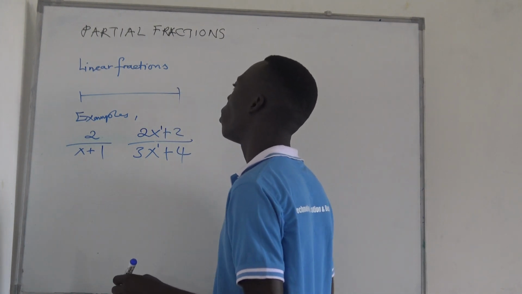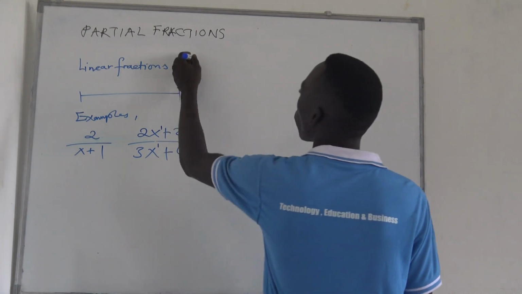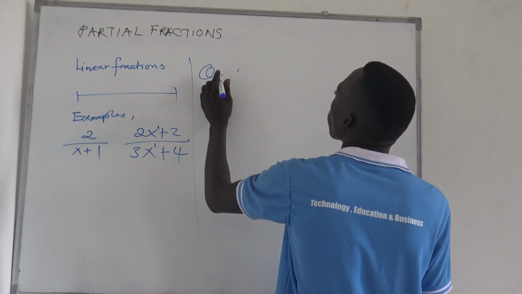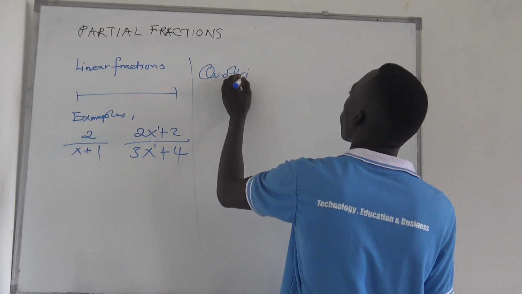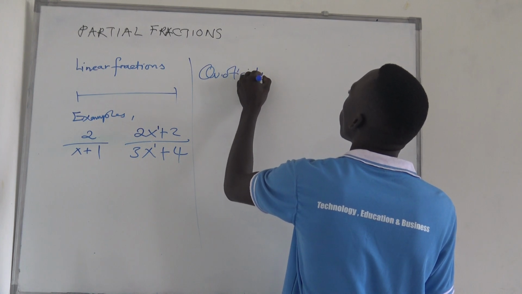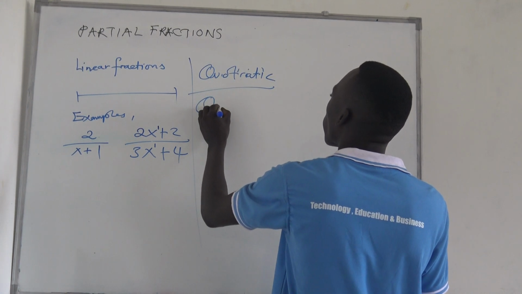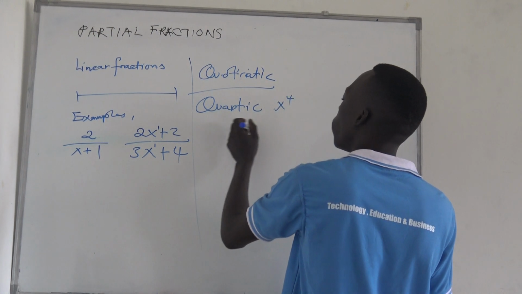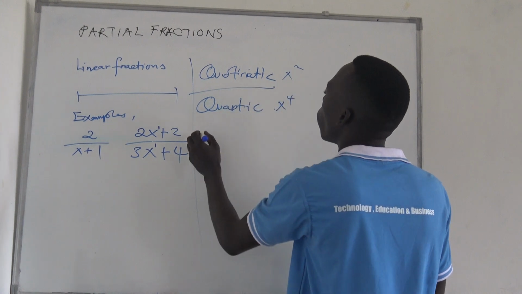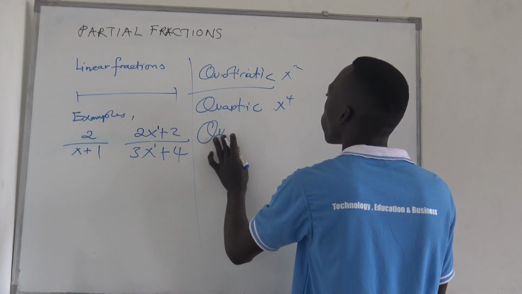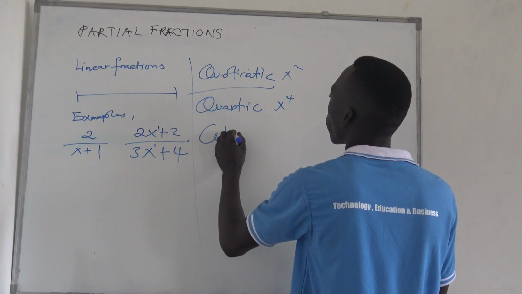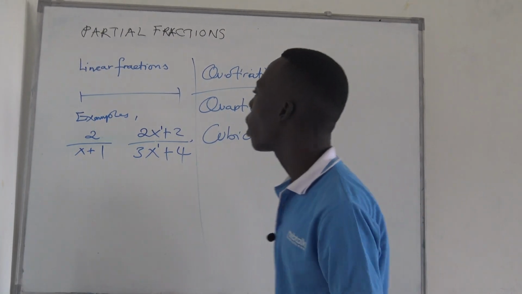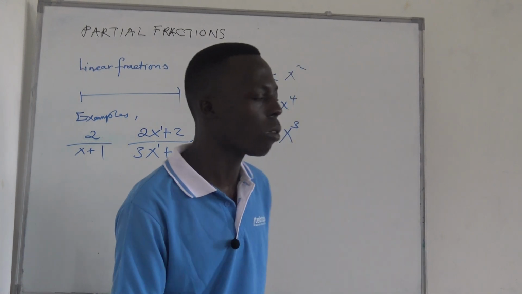So also, under the linear fraction, there is also quadratic. We say the quadratic, they begin with x squared, or it can be quartic, we say it begins with x power 4, or it can be cubic, of which the cubic we say it is x power 3. And many others which we shall find.